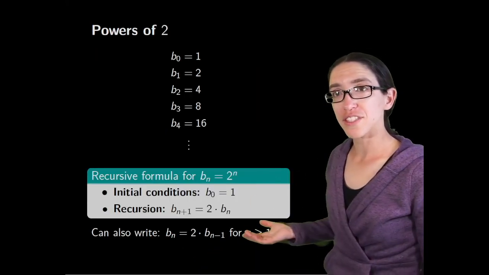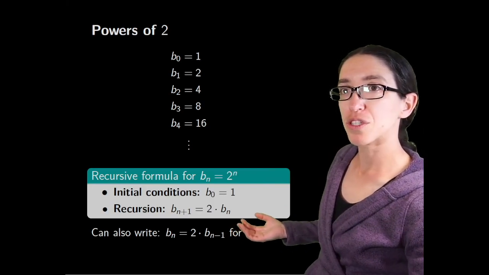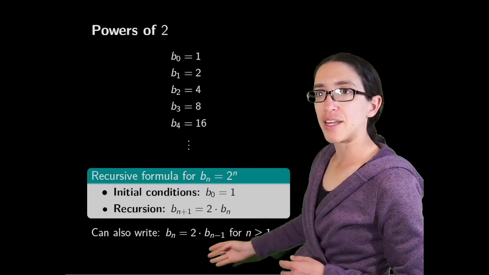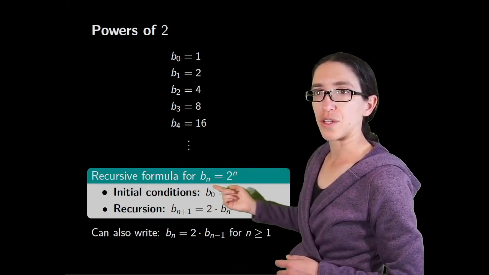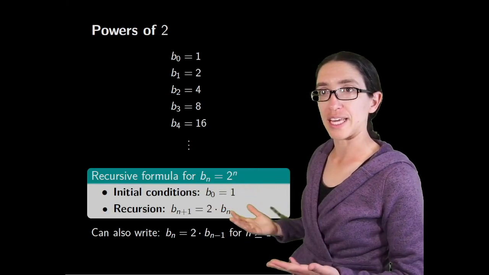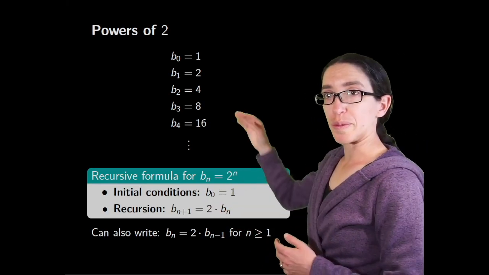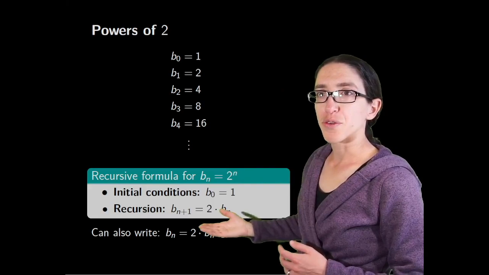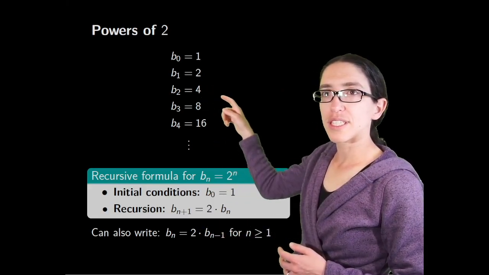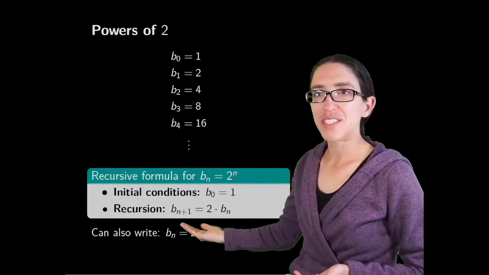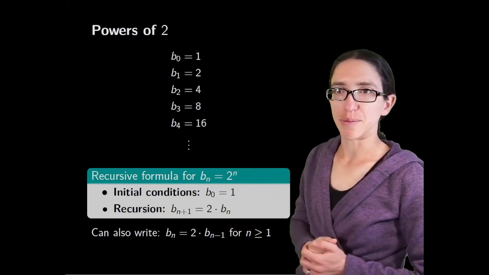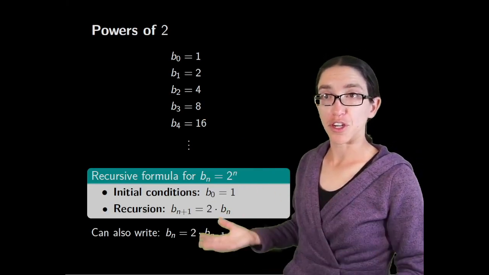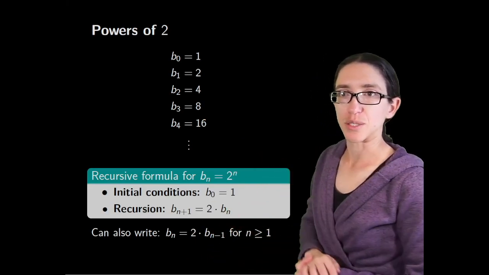Now let's look at another sequence that we're already familiar with, the powers of 2. This is where b sub n equals 2 to the n. So we're looking for a recursive formula for 2 to the n. In this case, the initial condition will be b sub 0 equals 1, and the recursion is that to get from one step to the next, you double it. So b sub n plus 1 equals 2 times b sub n. So that's another example of a recursively defined sequence that we also have an explicit formula for.